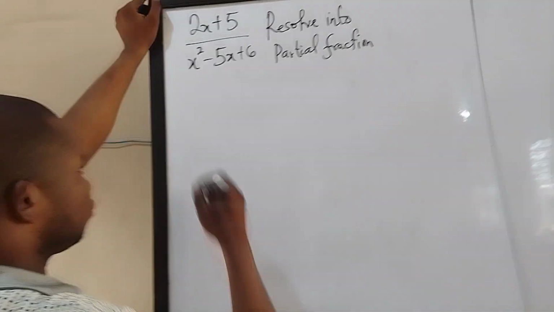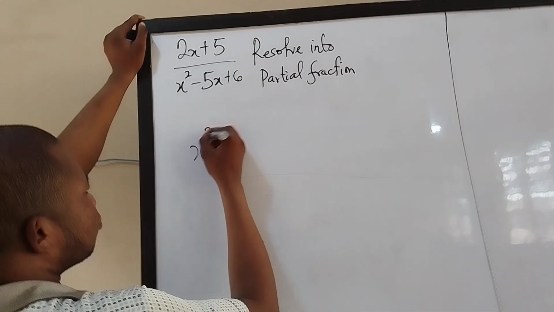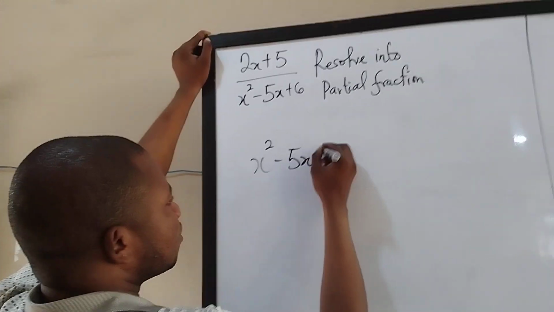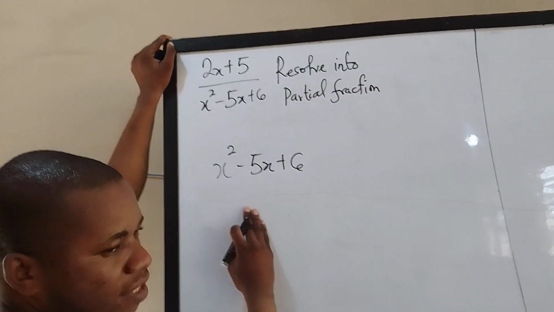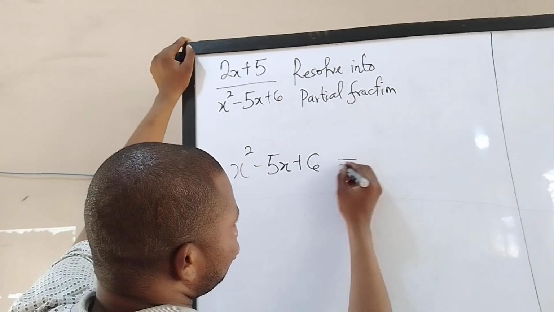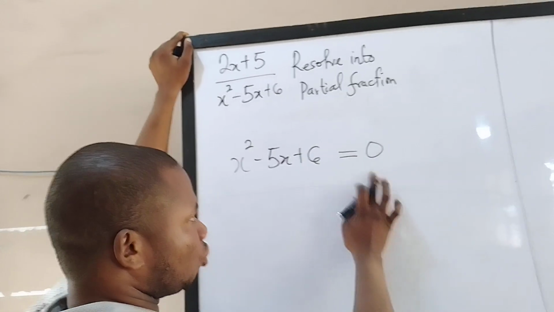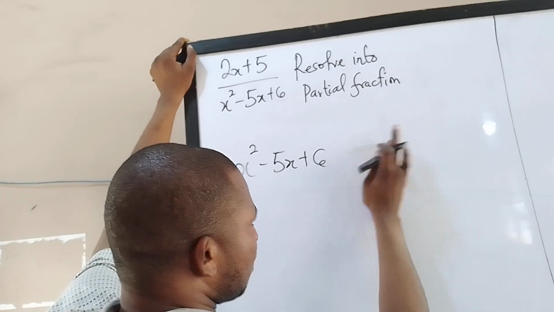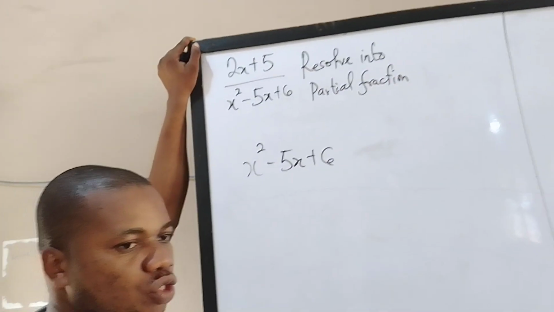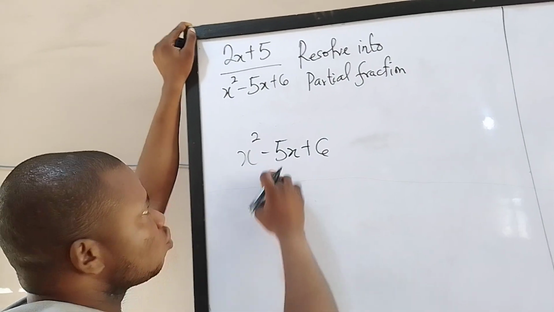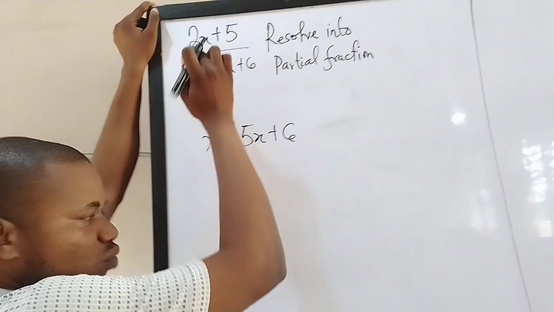a quadratic expression. This x squared minus 5x plus 6 is a quadratic expression. Once I introduce an equality sign that is equal to 0, that makes a quadratic equation. But that's not what we're given. We are given an expression. So we have to factorize this in order to know what the factors are supposed to be.